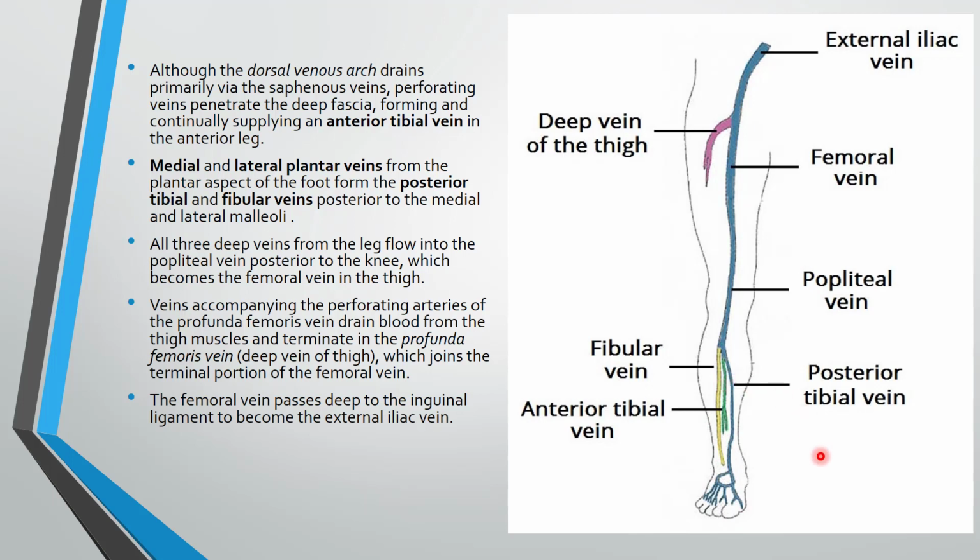Then there were two veins, one is medial plantar and one is lateral plantar, present on the plantar aspect of the foot. They form the posterior tibial and the fibular vein, which are posterior to the medial malleolus and posterior to the lateral malleolus respectively. These three veins, which are anterior tibial, posterior tibial and the fibular vein, will drain in the popliteal vein. Popliteal vein will drain in the femoral vein.